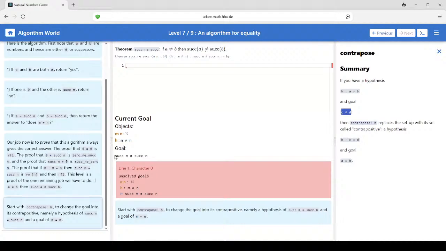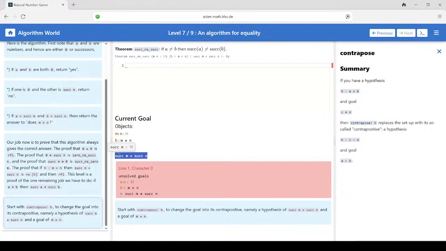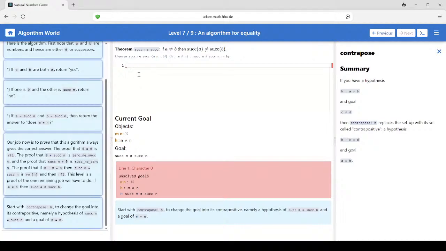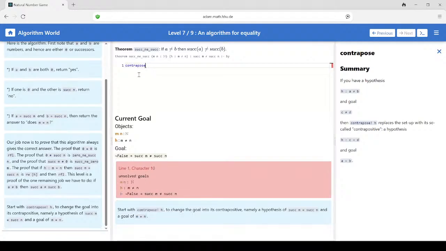So it's just going to switch these around, right? This will become the hypothesis, and this will become... it's going to change both of these does-not-equal signs into equal signs, and then the hypothesis will be successor m equals successor n, and the goal will be m equals n. So contrapose, contrapose H.